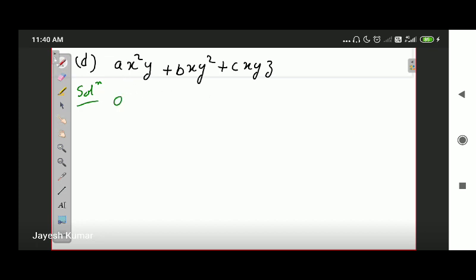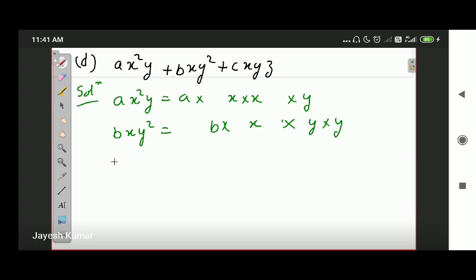So first of all, a x square y will be a into x into x into y. Then b x y square will be b into x into y into y, and then c x y z will be c into x into y into z, and I will differentiate them.